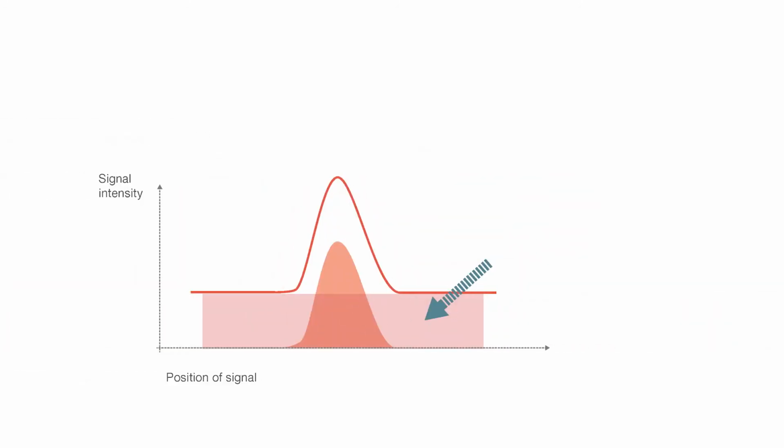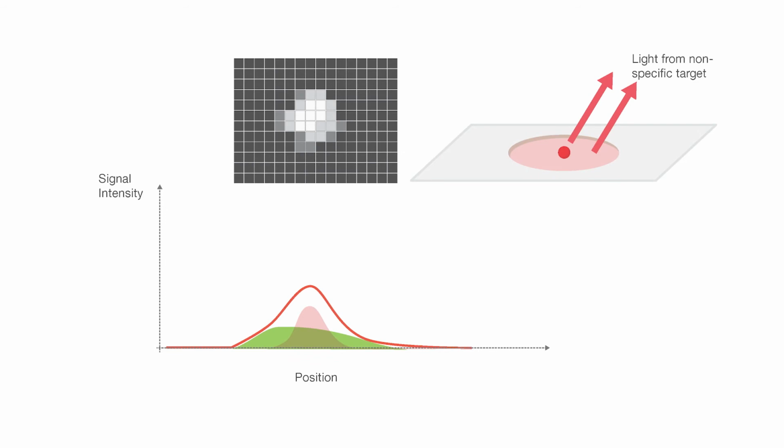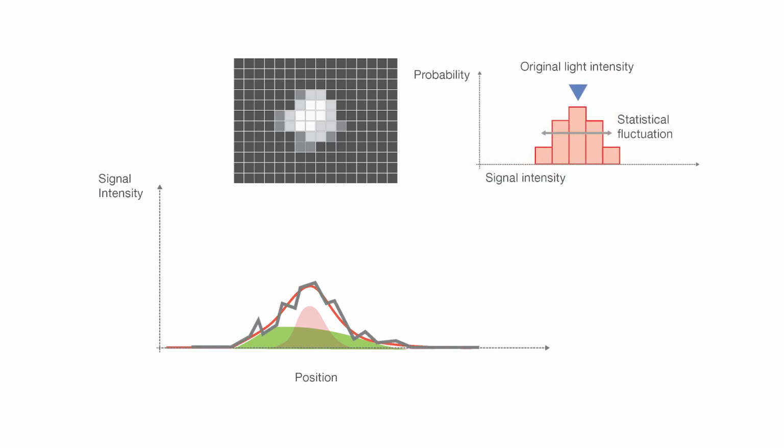Now, let's review background signal and its common causes. This is an example of signal from a targeted sample. However, non-specific labels, autofluorescence, or light from the environment can cause background light. Another background signal is the statistical fluctuation of the detected number of photoelectrons.